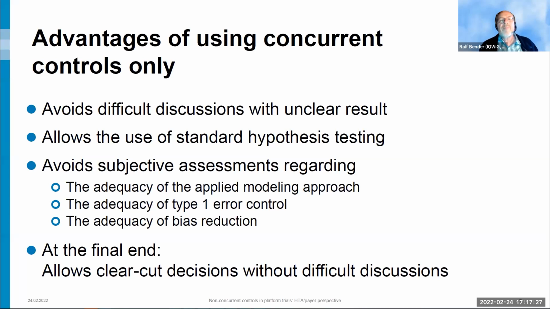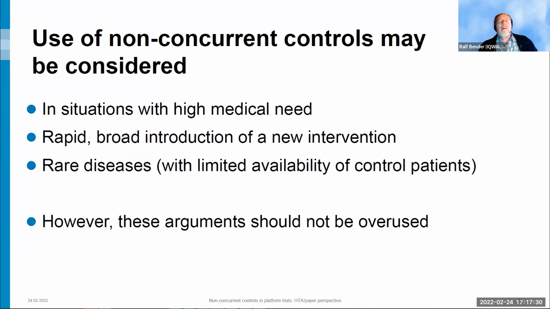But of course, there are situations where non-concurrent controls may be considered. Situations with high medical need, when there is a need for a rapid, broad introduction of a new intervention, in the case of rare diseases with limited availability of control patients. But these arguments should not be overused. You can say nearly all the time that there is a high medical need, and this should be reserved for special situations.